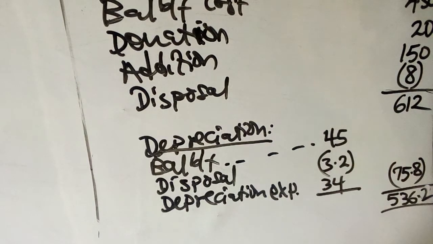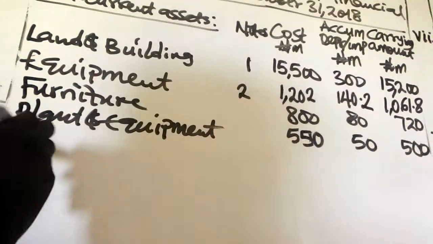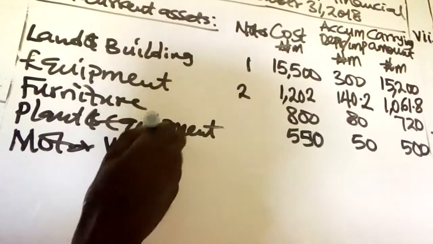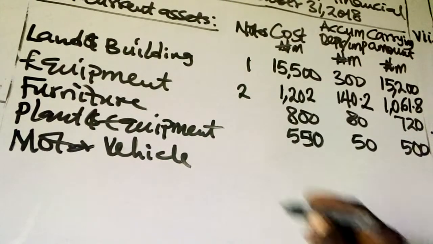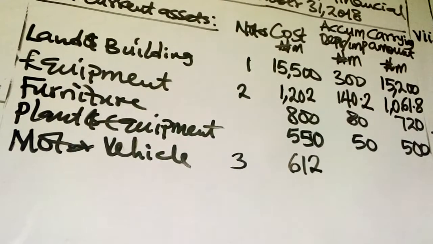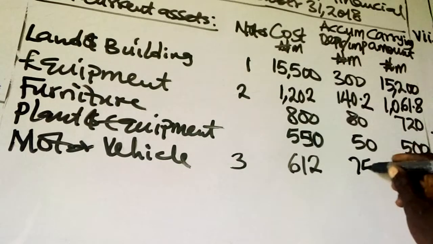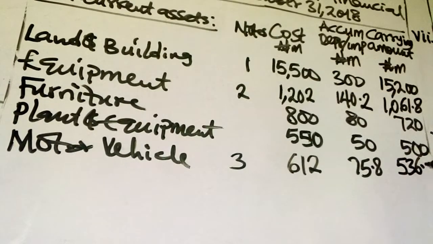536.2. So under cost you have 612, accumulated depreciation 75.8, and the current amount to be 536.2. So let's record that. Motor vehicle, that is note 3. Cost is 612. The accumulated depreciation is 75.8, and the carrying amount is 536.2.